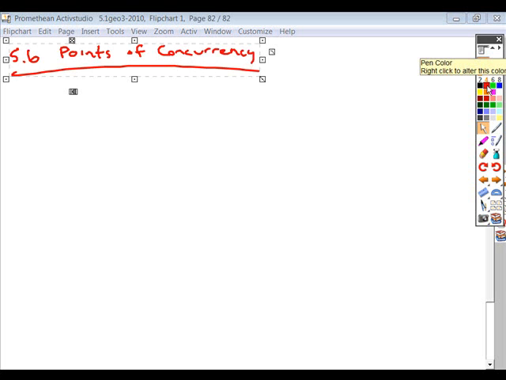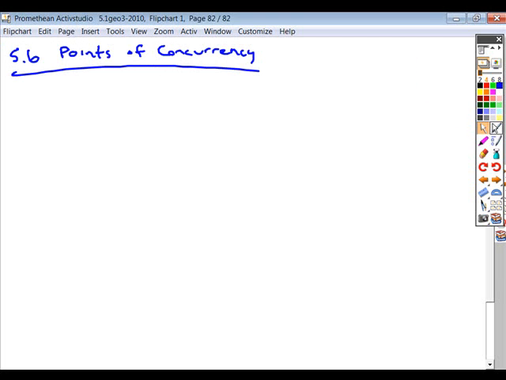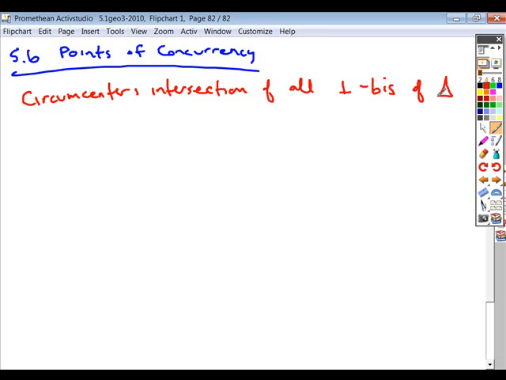All right, let's take a look at the next point of concurrency. And it is the circumcenter. The circumcenter is the intersection of all the perpendicular bisectors of a triangle. This one winds up being a pretty easy construction because you can do it with just one single compass setting.